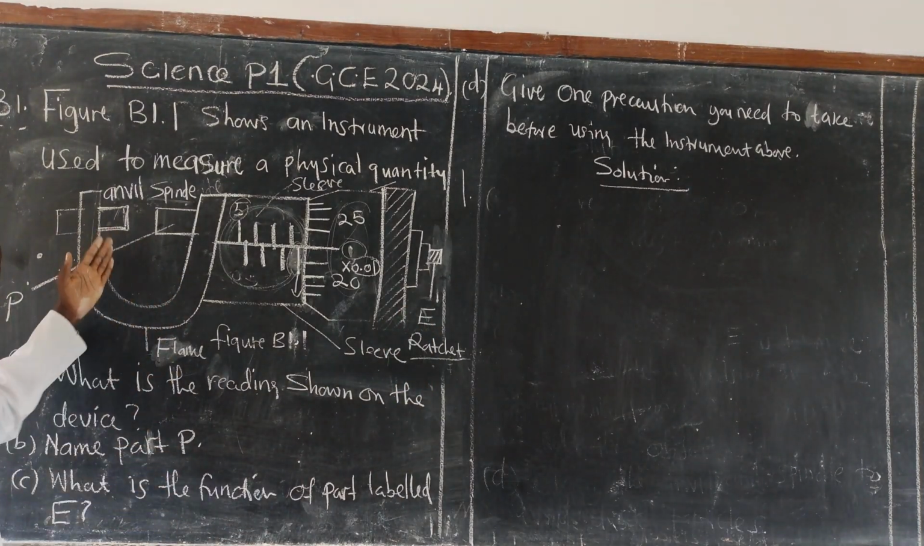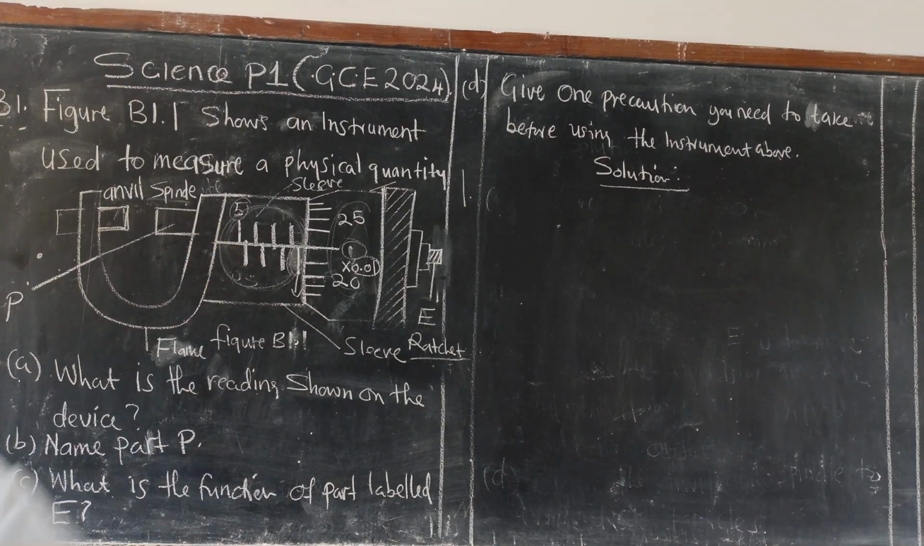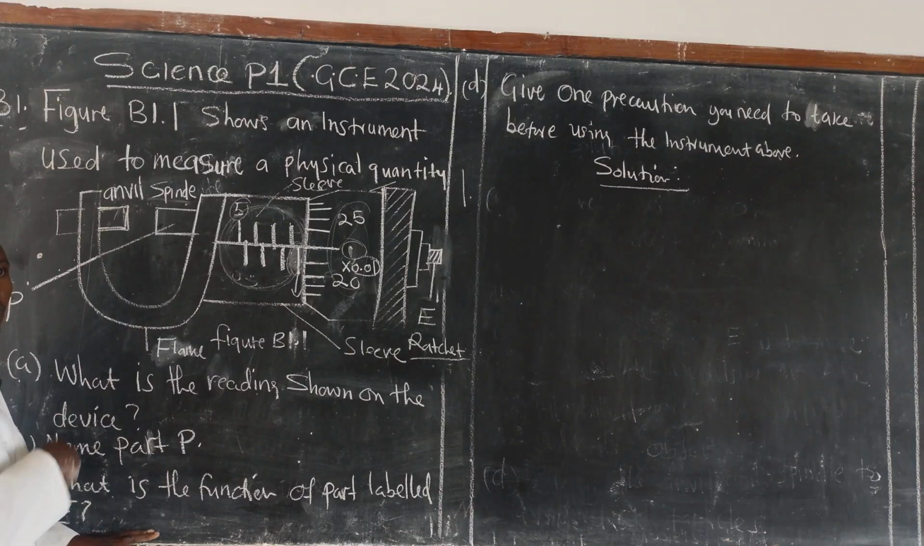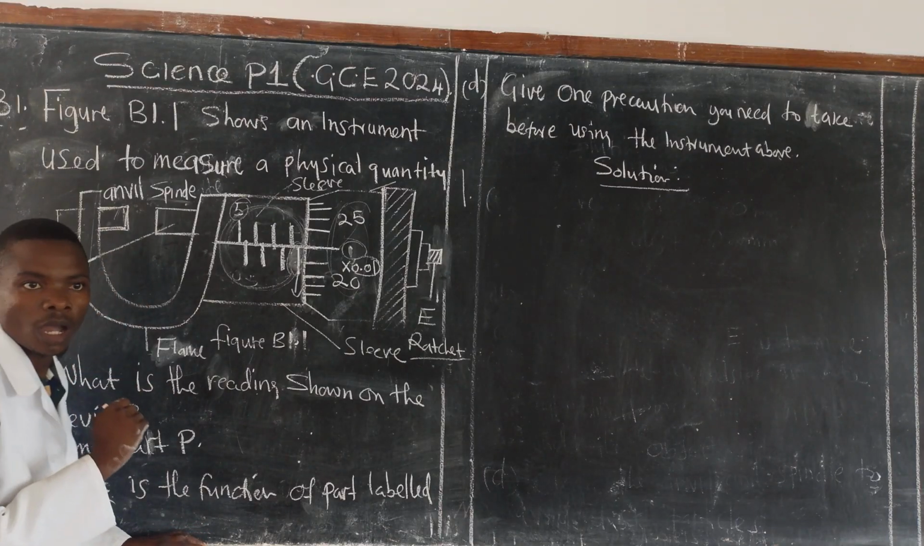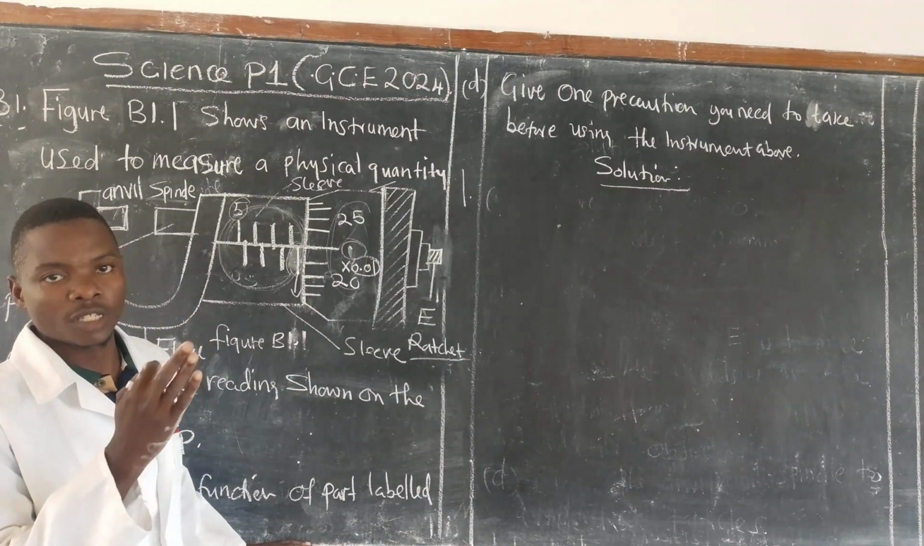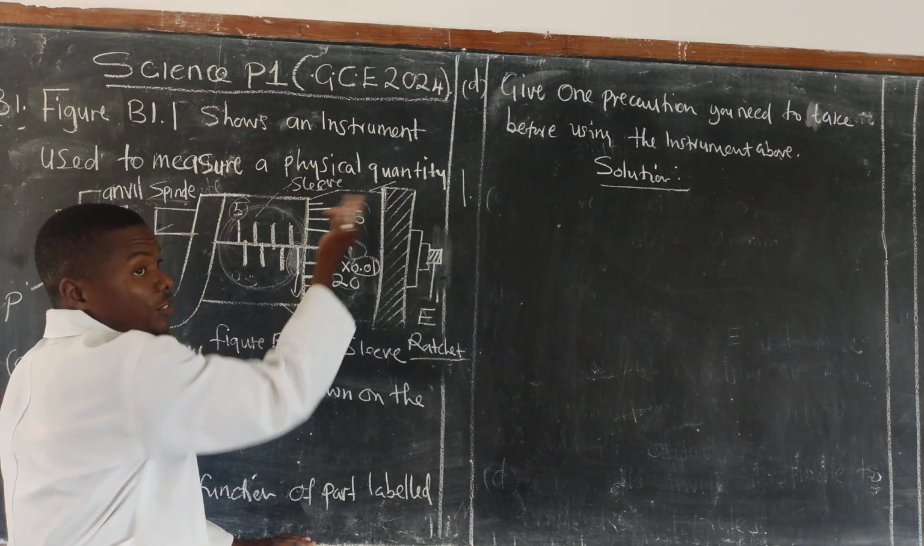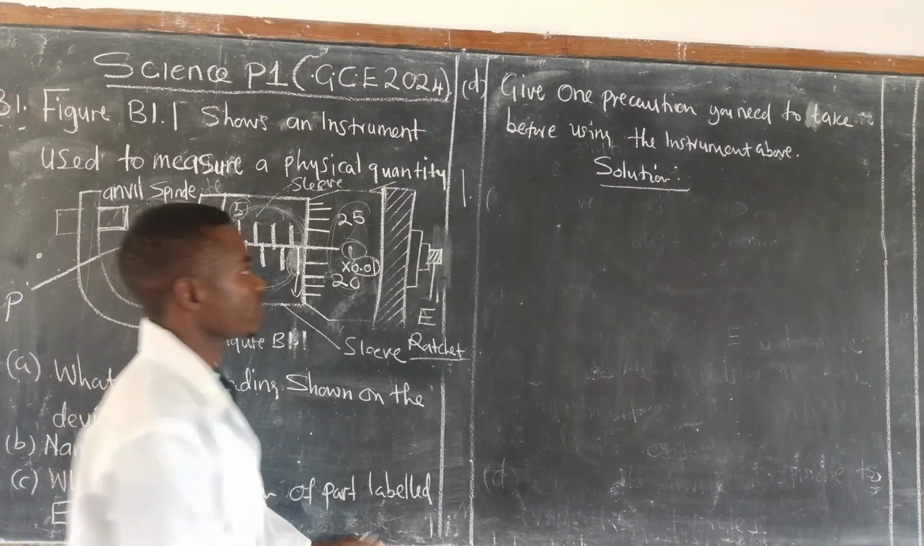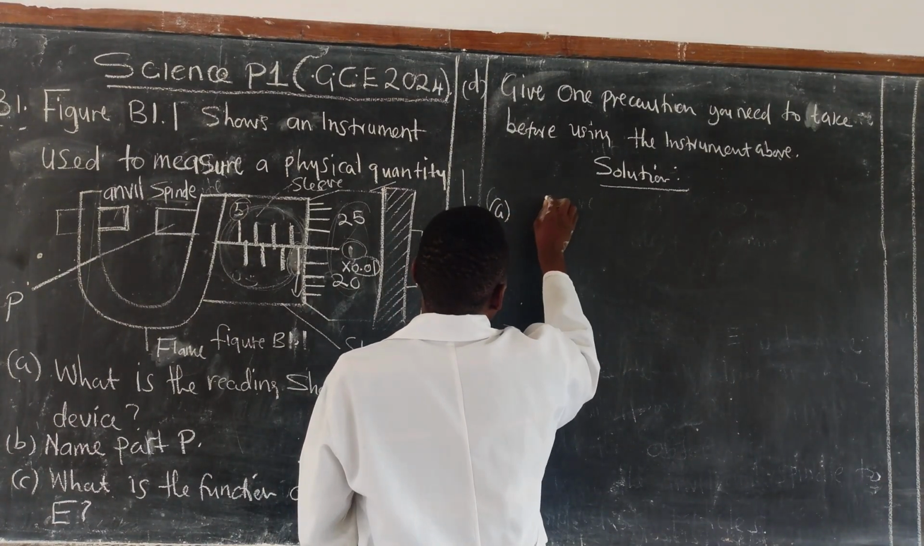So, let's go straight to answer the questions. What is the reading shown on the device? When you are asked to find the reading on a micrometer screw gauge, first you need to know that it has two scales, the sleeve scale and the thimble scale. So when getting the reading, we start with the sleeve scale. So we are going to have A here.